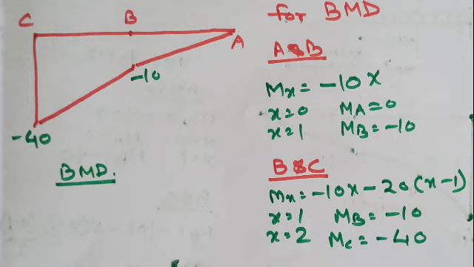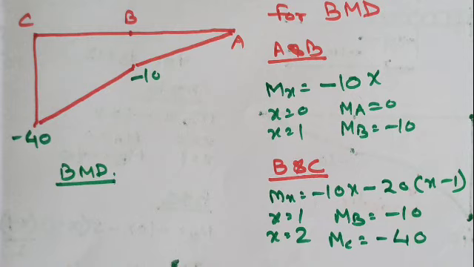Now for drawing the bending moment diagram, we will again take the section between A and B. The equation for this section will be Mx equal to minus 10x. Why minus? Because the 10 kilonewton force is trying to rotate the beam in the clockwise direction, and I already told you during sign convention that if we move from the right side, the clockwise forces are taken as negative. So its moment will be minus 10x. Now put x equal to 0 and x equal to 1, you will get Ma equal to 0 and Mb equal to minus 10.